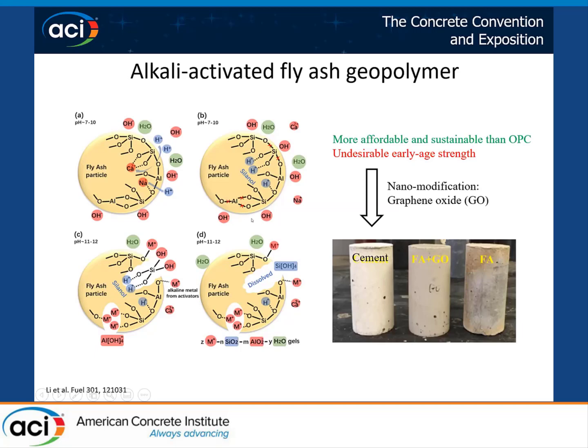Compared with ordinary Portland cement, geopolymer is more affordable and sustainable. However, for many geopolymer composites, the early age strength is undesirable. So to address this problem, we use graphene oxide to try to improve its performance.